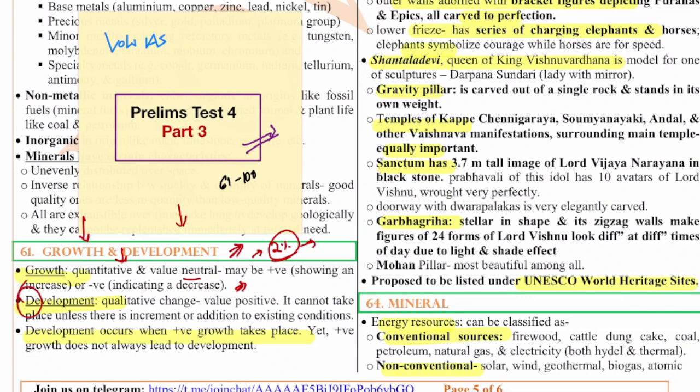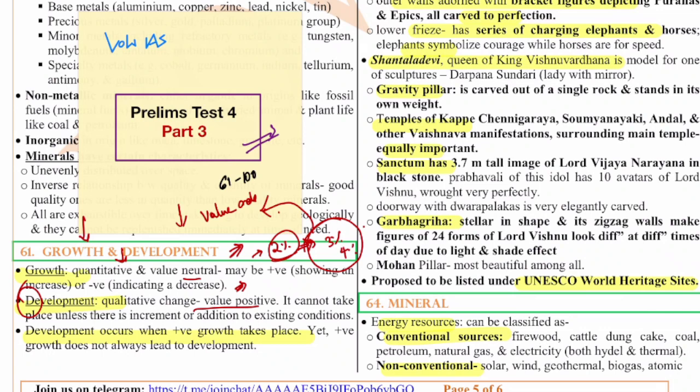But development is a qualitative value. What does qualitative value mean? For example, let's say GDP is growing at 2% or 3% or 4%. But in spite of this, if we are not seeing any qualitative change in the lives of the people, any value addition in the lives of the people, then there is no value addition in the overall economy, overall development. That is called development, the qualitative change. So development is a qualitative change.